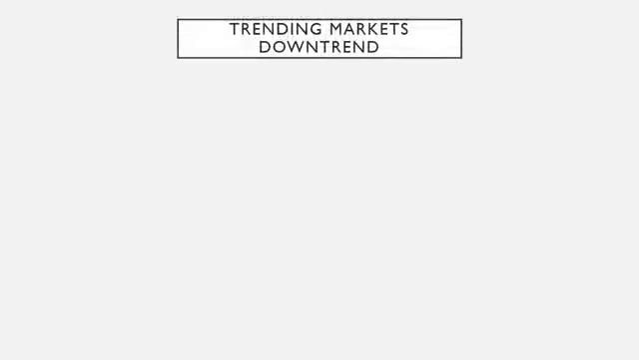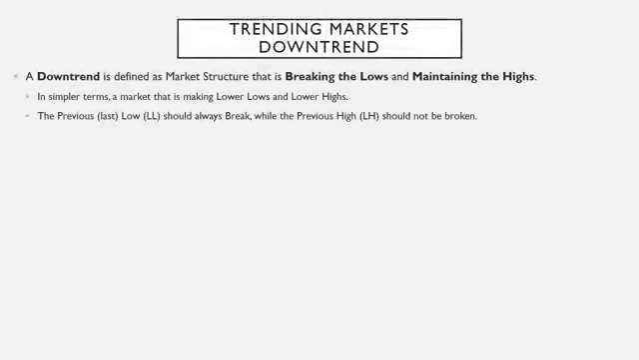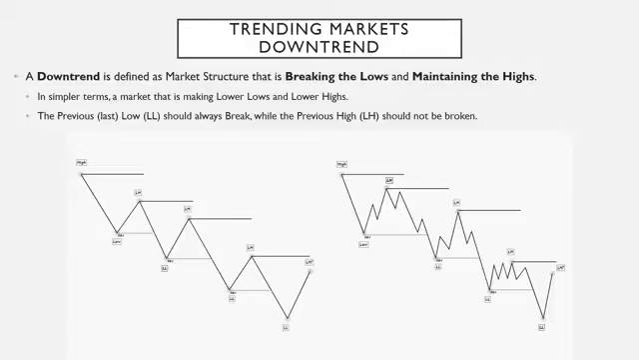Downtrend. Market structure that is breaking lows and maintaining the highs. So exactly the opposite. In simple terms, a market that is making lower lows and lower highs. Here, the previous and the last lower low should always break, while the previous high, which is the lower high, should not be broken. To illustrate it, there it is. We have a high, we have a low. This low should always break, this high should maintain. We have a low, we track it back, this is the lower high. This one should hold, this one should break.